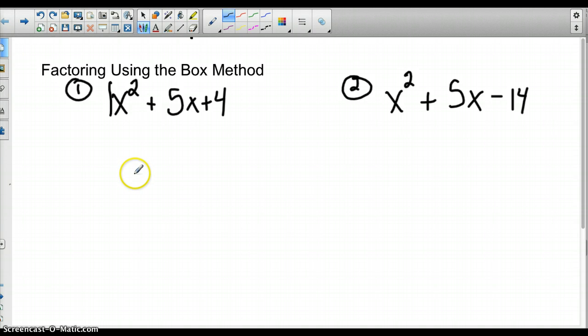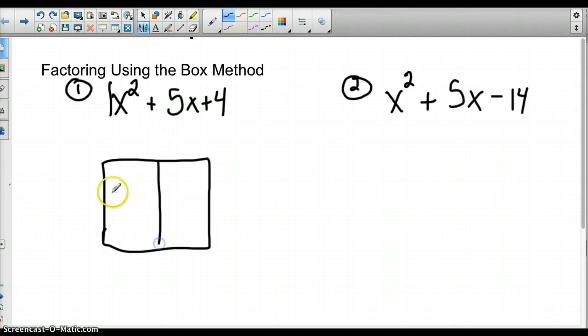Your first step is to factor out the greatest common factor from each term. Seeing none in number 1, we then just draw our box. So we have our box. We have to put in some numbers, so we take the leading coefficient, the 1 in the variable 1x squared. We take the 4 and we put the 4 in there. Now you want to take these two that you just wrote in and you multiply them. So you're going to have 1x squared times 4, which is 4x squared.